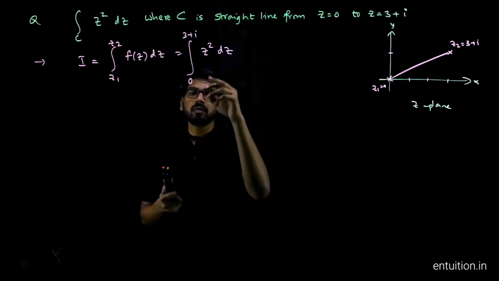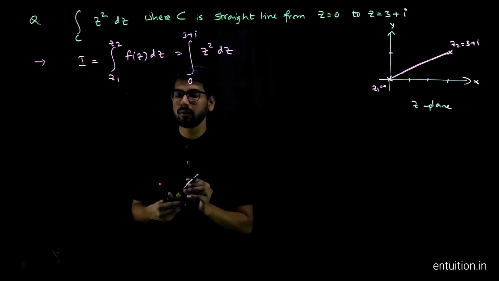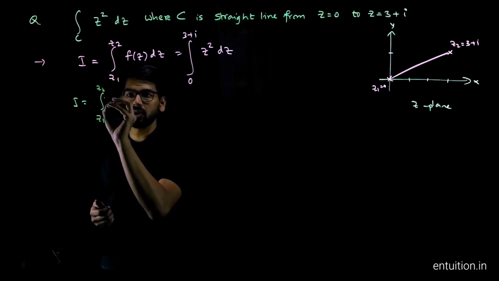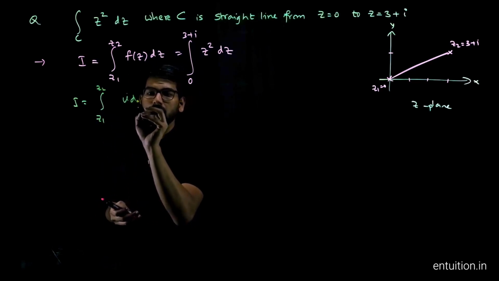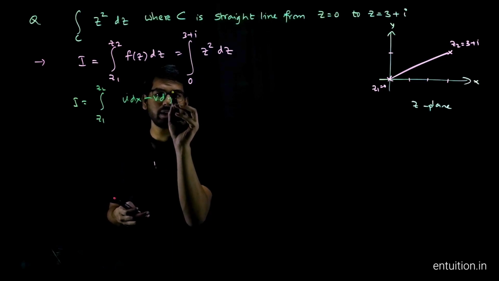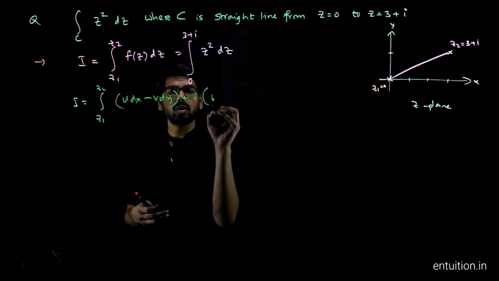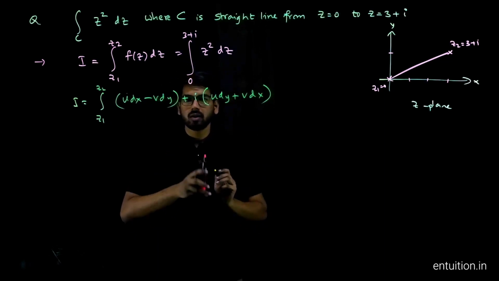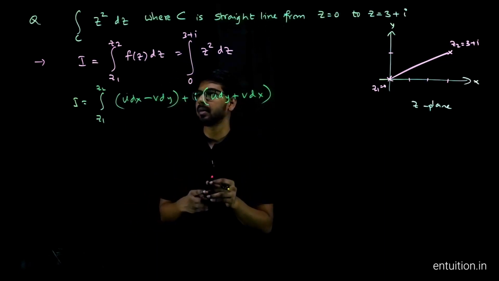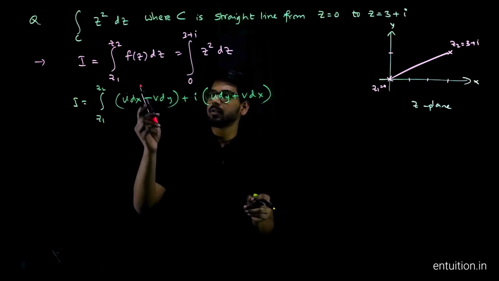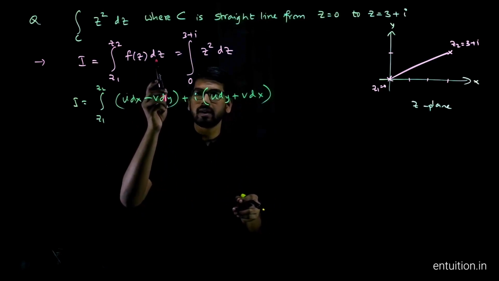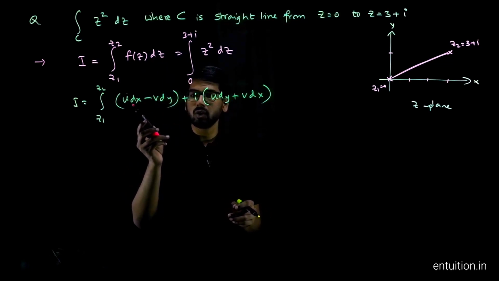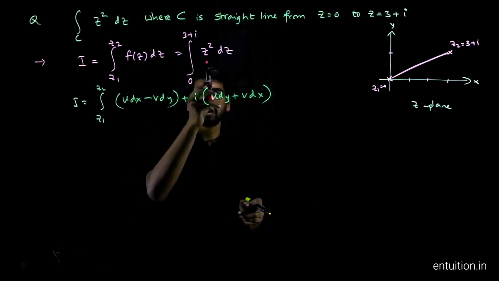From here, where should we go? We know I is equal to the integral from z1 to z2 of u dx minus v dy, plus i times u dy plus v dx. This is what we found out in the previous slide. This is what we get if we substitute u plus iv in f of z and dx plus i dy in dz. So first we need to find u and v for the function f of z equal to z square.